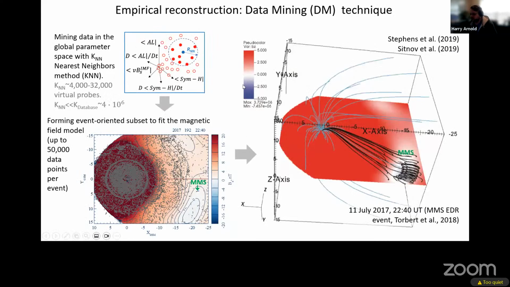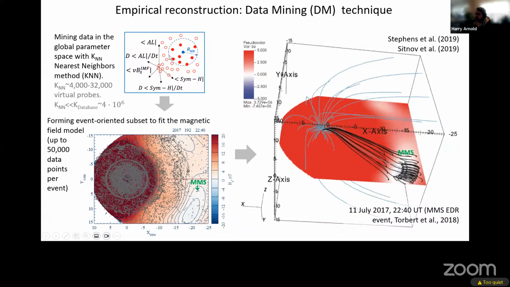So now I want to talk about some relatively new work called data mining reconstruction. This is work done by my colleagues Grant Stevens and Misha Sitnov. What they're trying to do is recreate the magnetic field of the Earth for a given snapshot in time. The way they do this is they have a database of 10 million plus magnetometer measurements. These are, I should say, spacecraft magnetometer measurements.